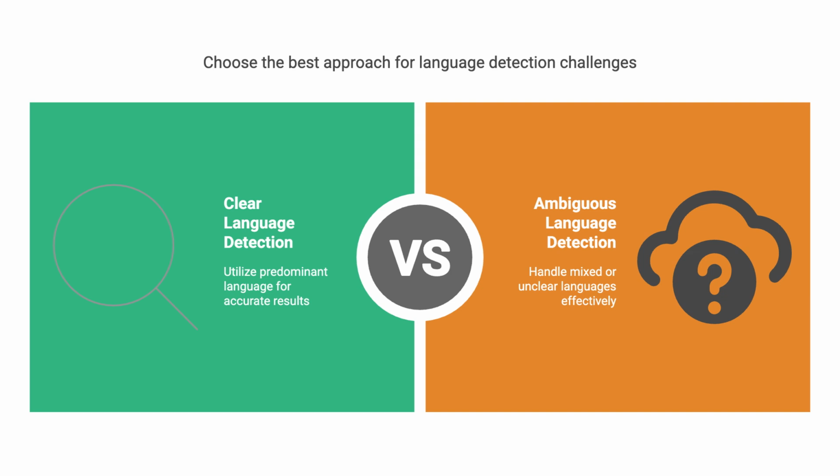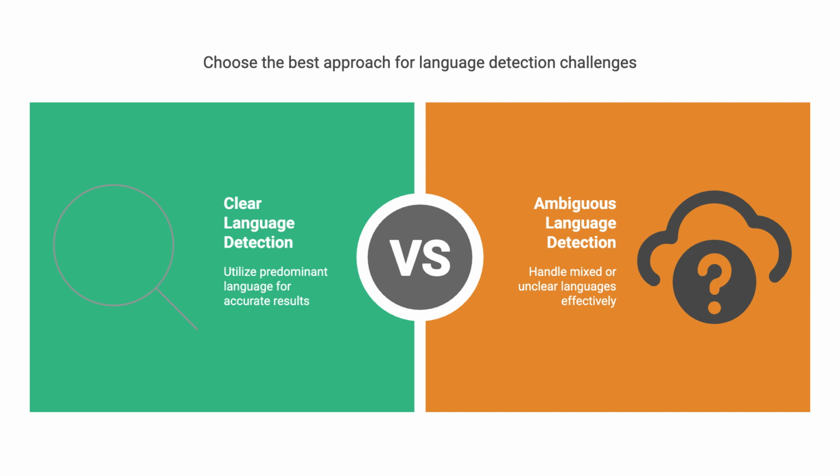The goal here is to effectively handle these mixed or unclear inputs, providing the best possible identification despite the ambiguity. Choosing the right approach depends entirely on the nature of the text you expect to process. For analyzing formal reports, clear language detection is likely sufficient.